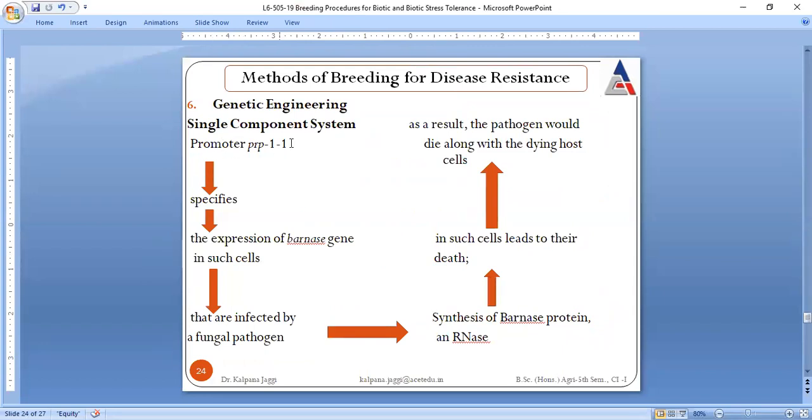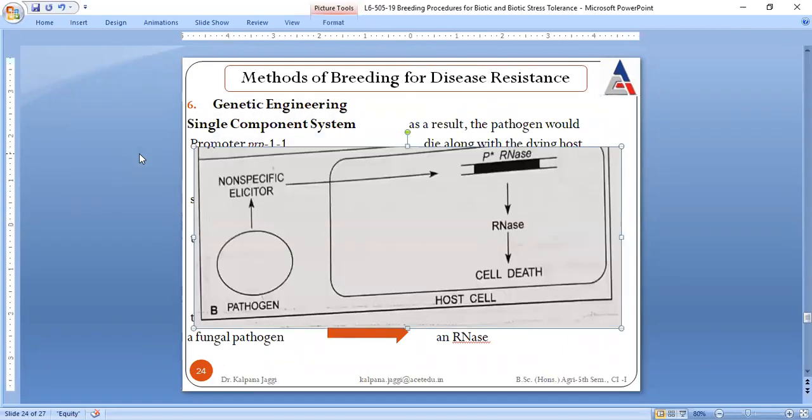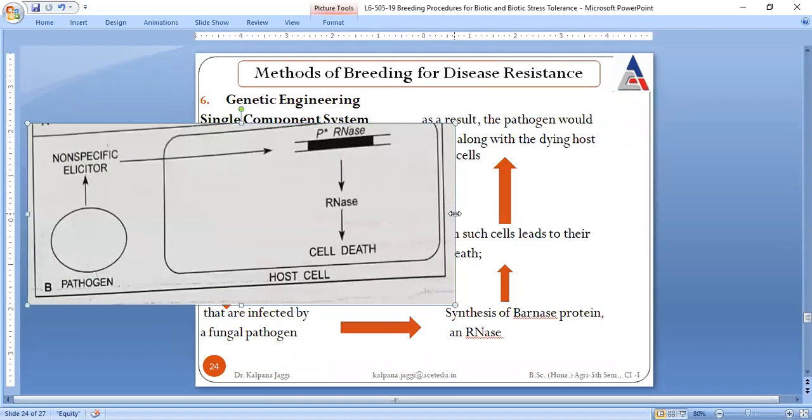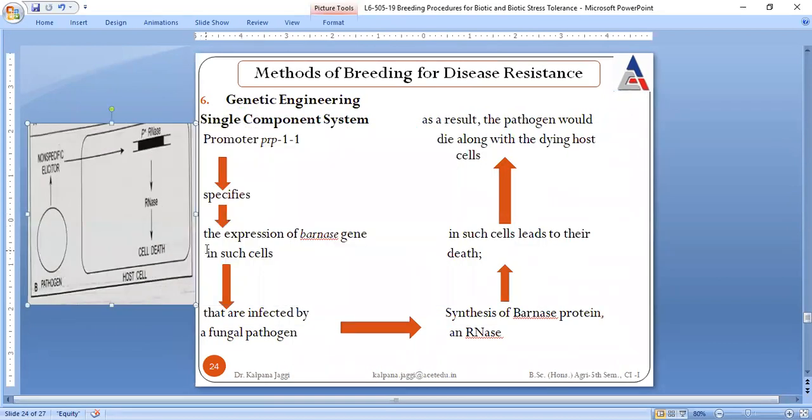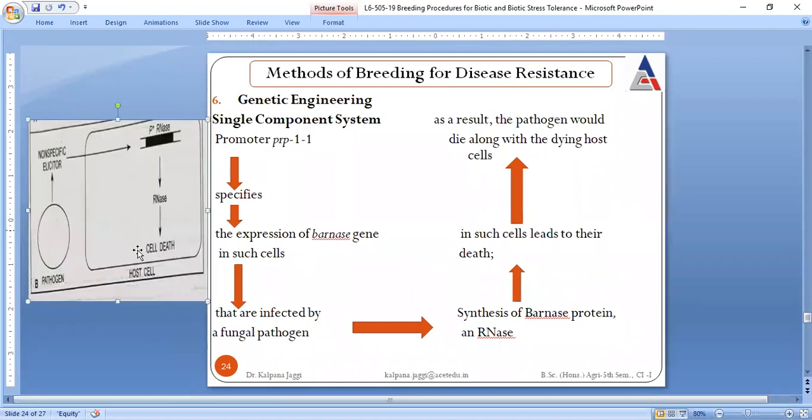So here this is the promoter PRP11. It is specifying the expression of the Barnase gene in those cells which are infected by the fungal pathogen. This is not mentioned here, but I would like to tell you that whenever the pathogen is attacking, the endogenous system results in the production of Barnase protein, right?